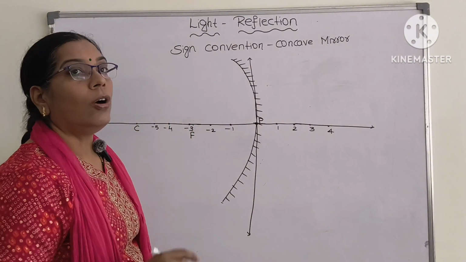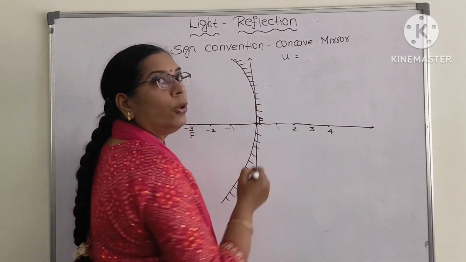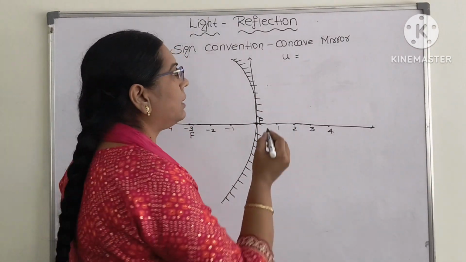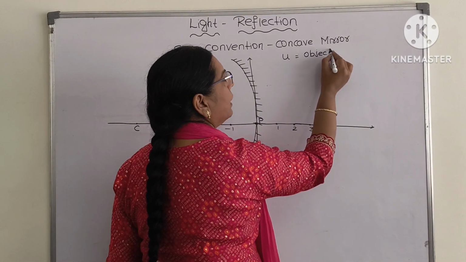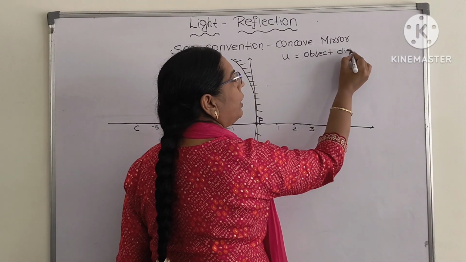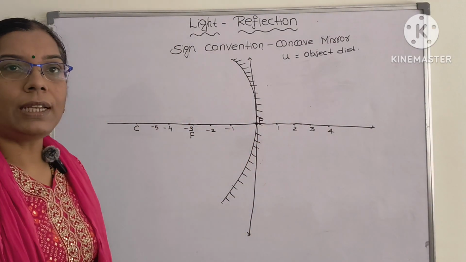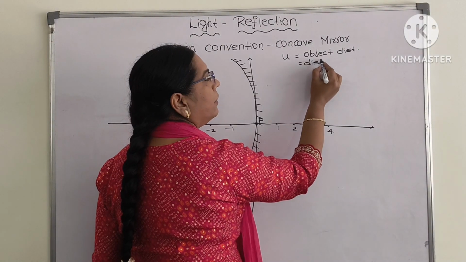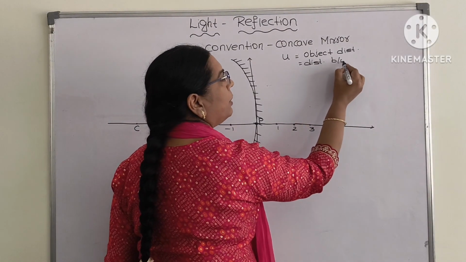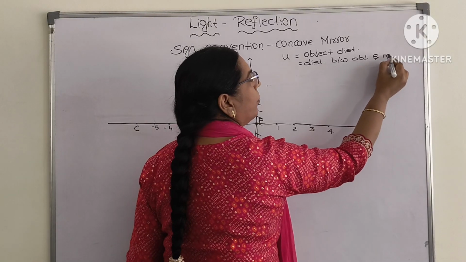Imagine. Now, let us understand the terms. What is u? u is the object distance. It is the distance between the object and the mirror.